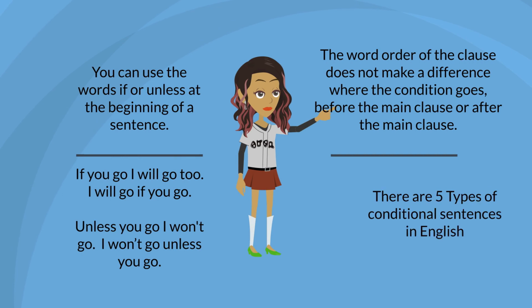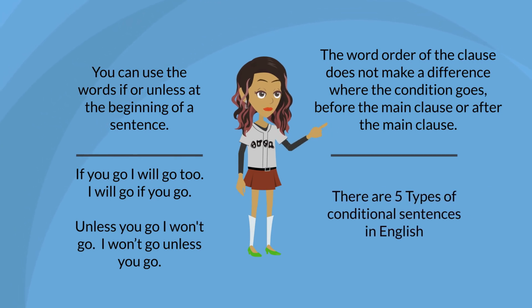You can use the words if or unless at the beginning of a sentence. The word order of the clause does not make a difference, where the condition goes, before the main clause or after the main clause. If you go, I will go too. I will go if you go. Unless you go, I won't go. I won't go unless you go.